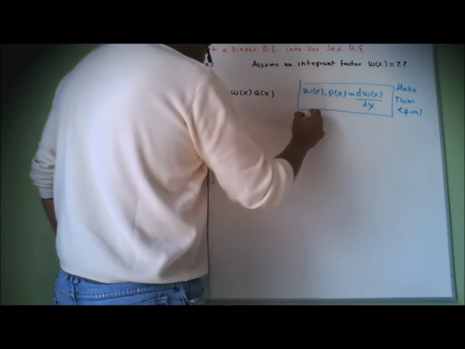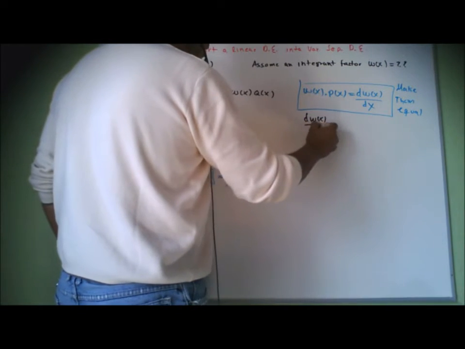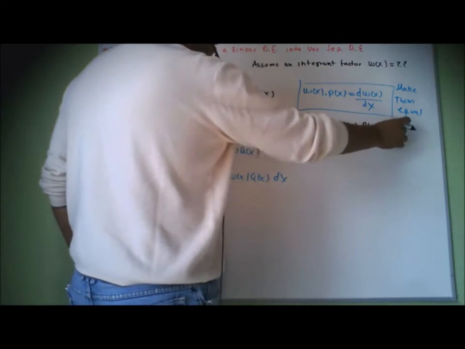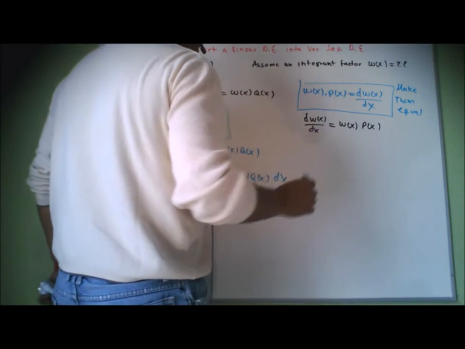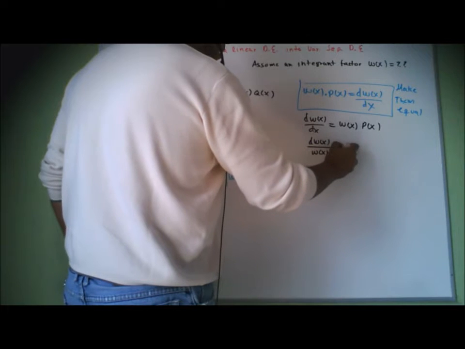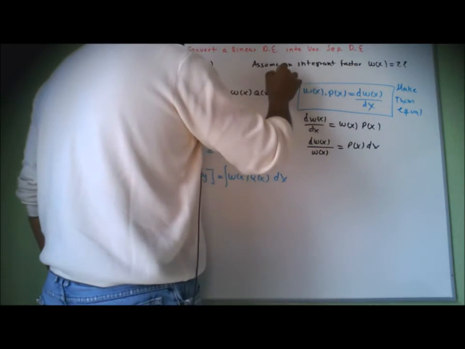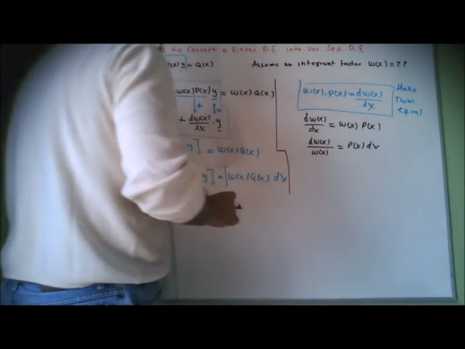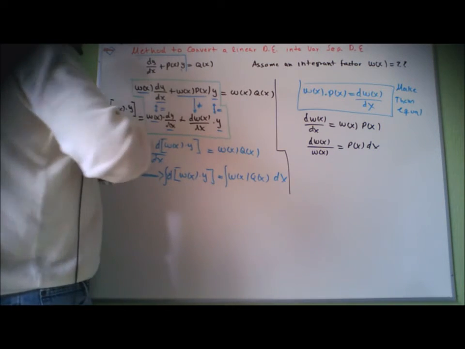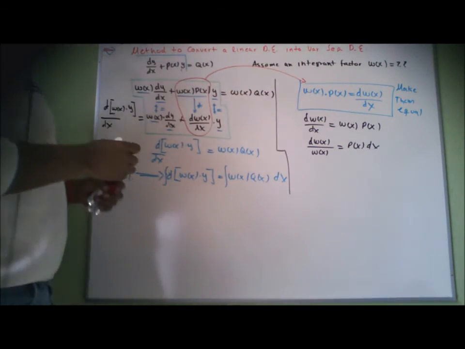I'm going to flip the equation. The derivative of w of x with respect to x is equal to w of x times p of x. I'm going to pass the differential of x to the other side, and the differential of w of x as a division. Differential of w of x over w of x is equal to p of x differential of x, right? Here is just a separation, because this is another procedure. I'm going to solve it.